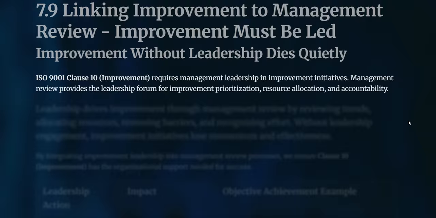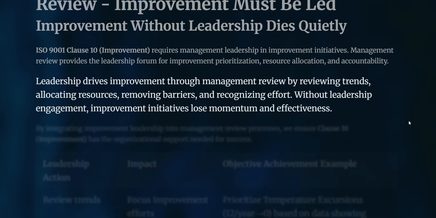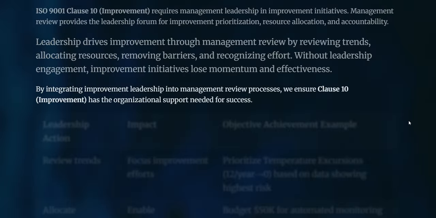Management review provides the leadership forum for improvement prioritization, resource allocation, and accountability. Leadership drives improvement through management reviews by reviewing trends, allocating resources, removing barriers, and recognizing efforts. Without leadership engagement, improvement initiatives lose momentum and effectiveness. By integrating improvement leadership into management review processes, we ensure Clause 10 improvement has the organizational support needed for success.